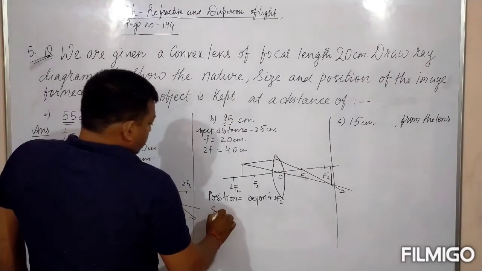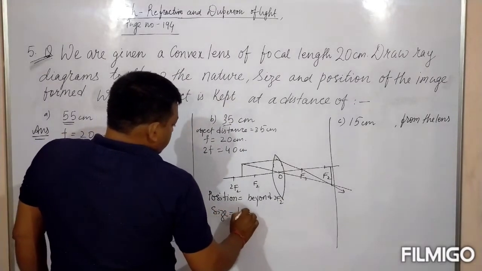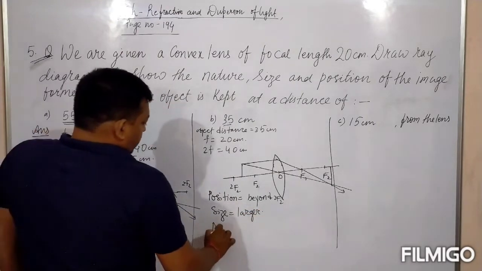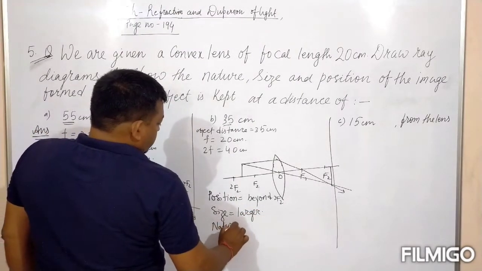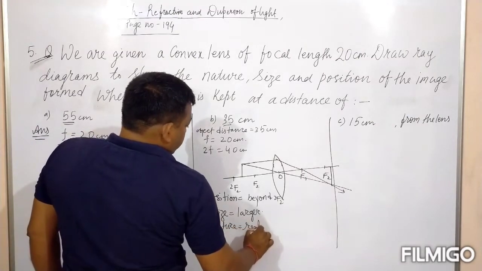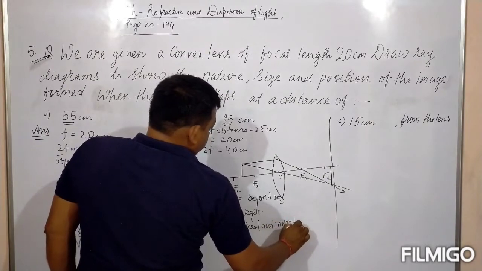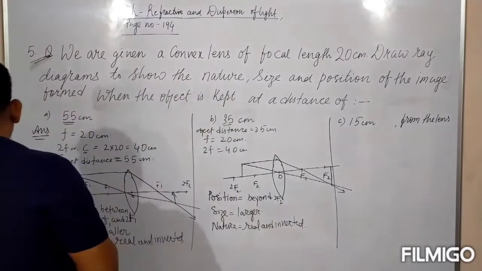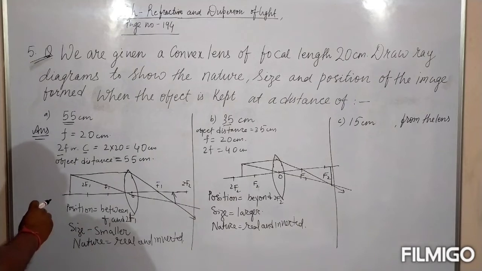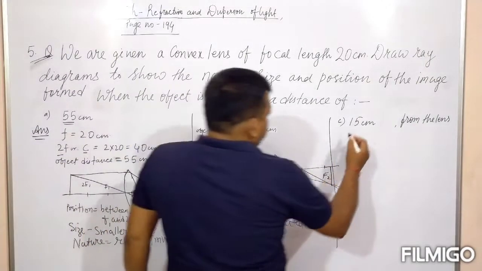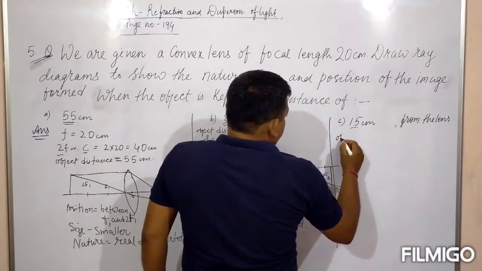Size: larger, and nature again real and inverted. So this is the characteristic of the image when the object is at 35 centimeter.